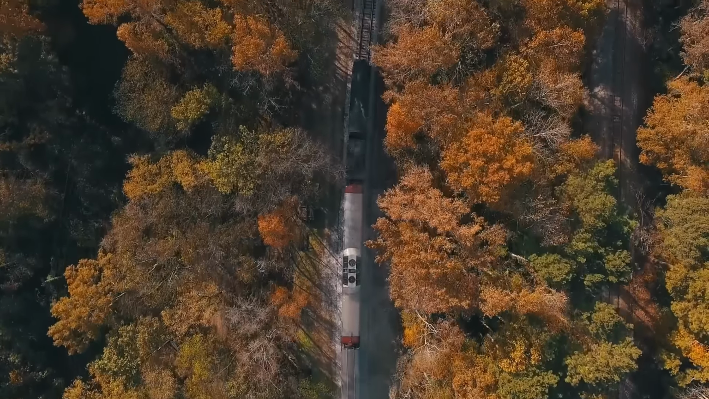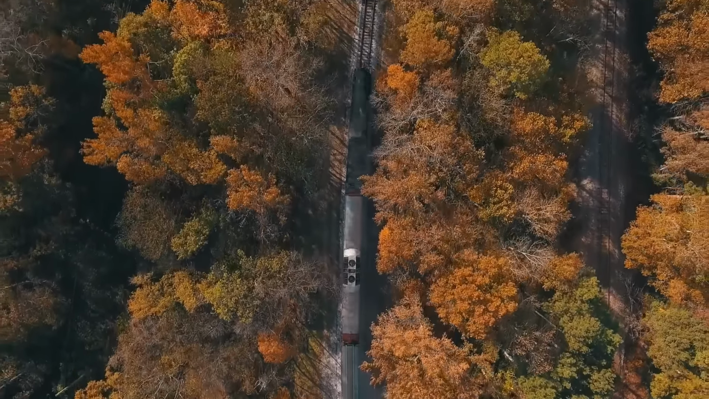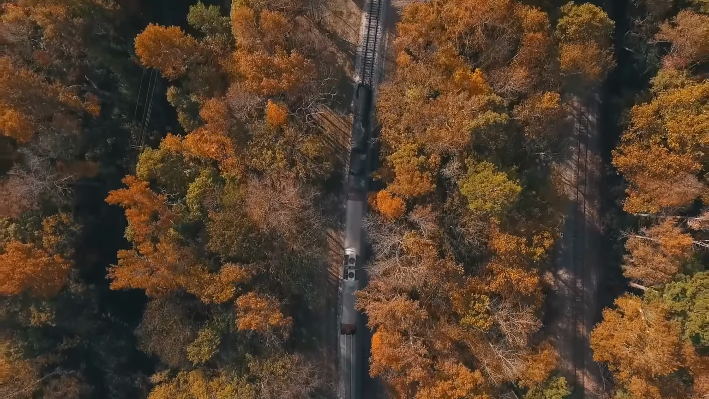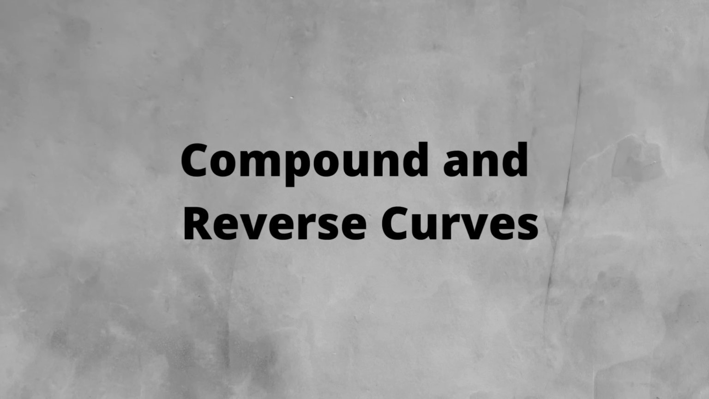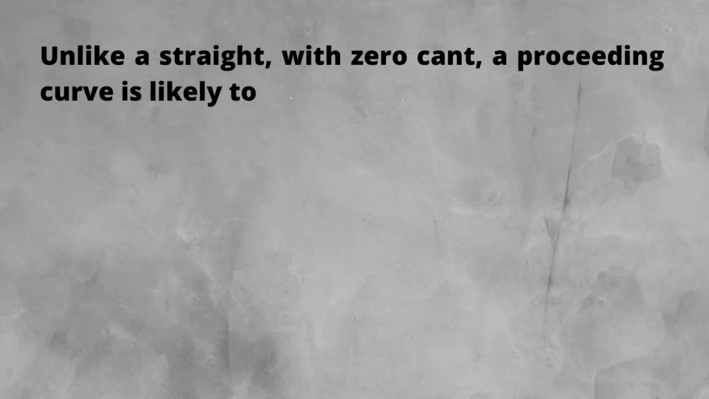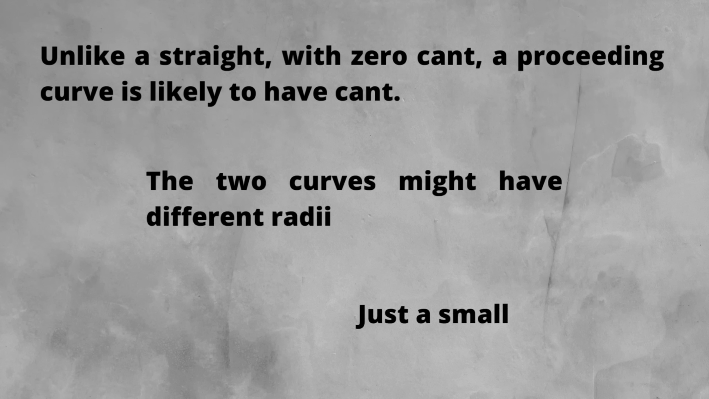But what happens when we start to look at our more complex geometry, compound and reverse curves? If you remember back to the first section, these are curves leading to other curves, either with the same or opposite handing. The theory is the same, but requires the small change in that we have to factor in that the first curve will have cant, unlike our straight, and we are moving from one radius to another. So how do we do this?